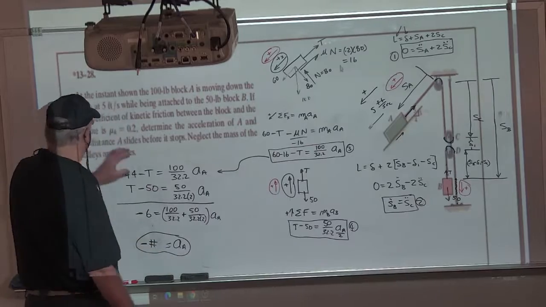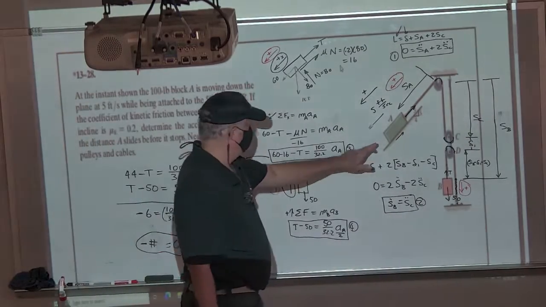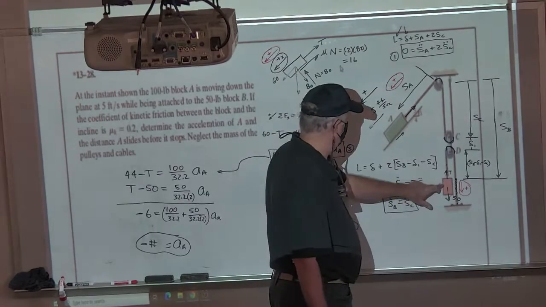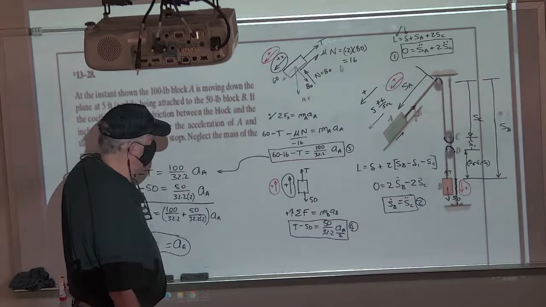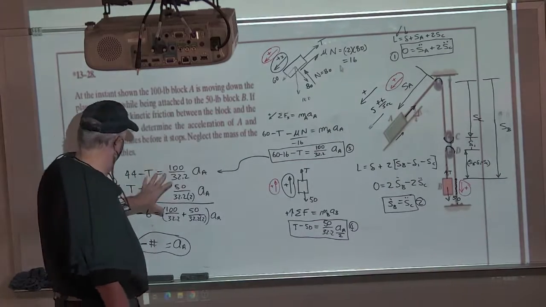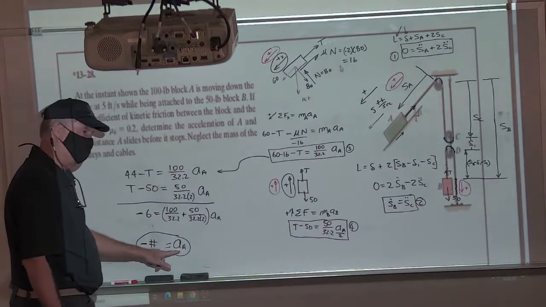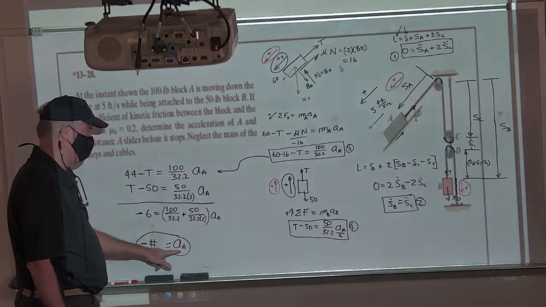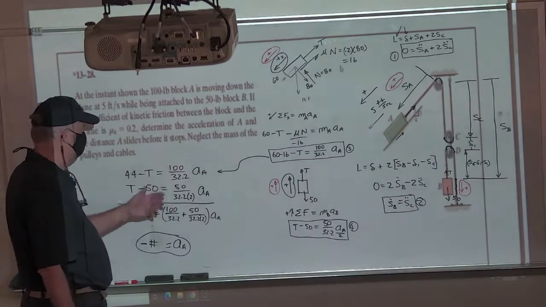Now, here's the thing about this. The weights did not change. The coefficient of friction did not change. So therefore, all these numbers I've calculated, this is the constant acceleration. Does not change. Whatever that number is. I don't know what it's going to be. It's not going to be large.